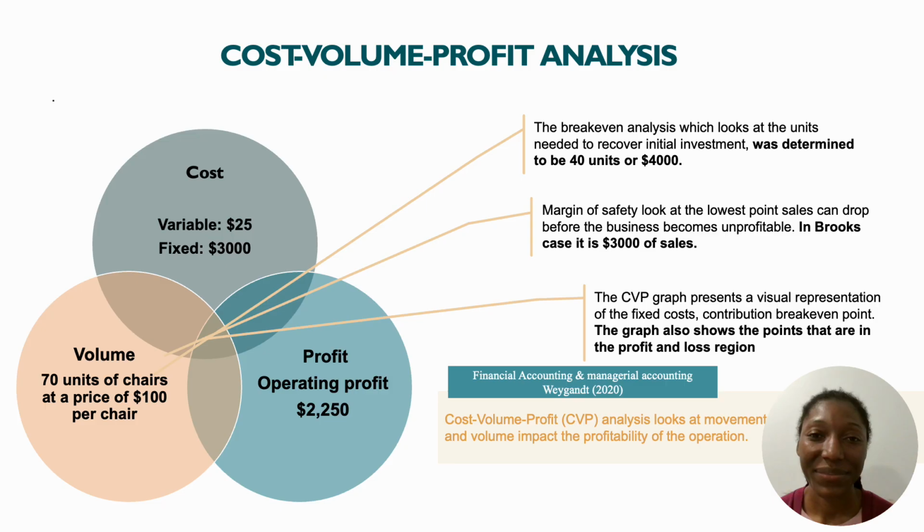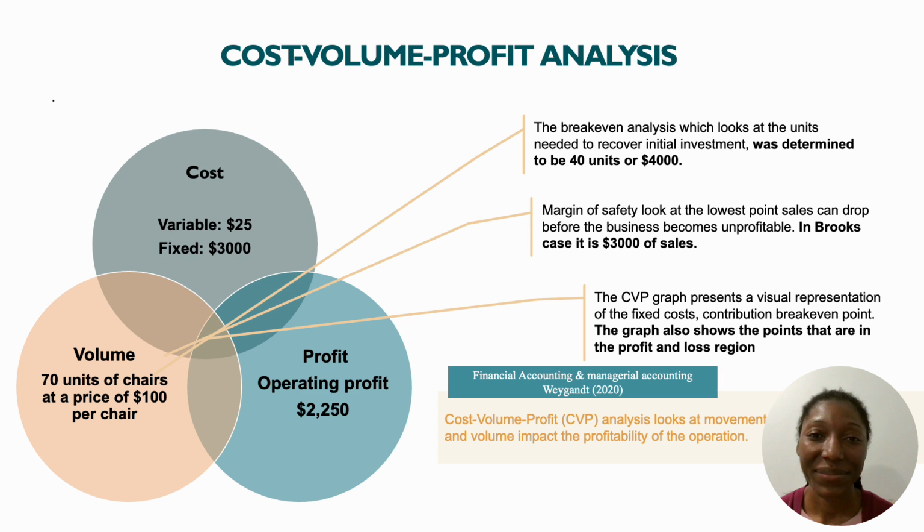Hi everyone, I'm Simone Gale and I'll be looking at the cost volume profit analysis, or CVP analysis, of Brooks Creative Woods. Now we know that the CVP analysis takes into consideration how profit is affected by cost and the volume within an organization. Looking at Brooks, we saw that he had projected to sell 70 units of Indigenous Flair at $100 for a revenue of $7,000. He had also projected fixed cost to be $3,000 and the per unit variable cost to be $25. This gave him a net operating income, or profit, of $2,250.